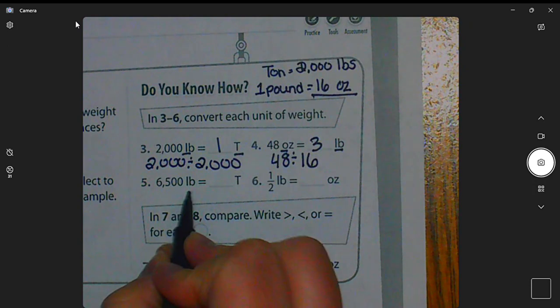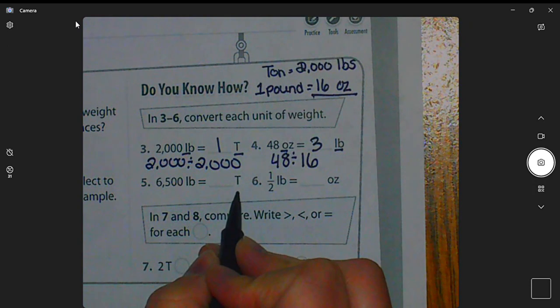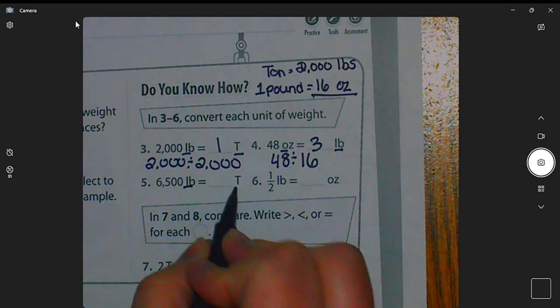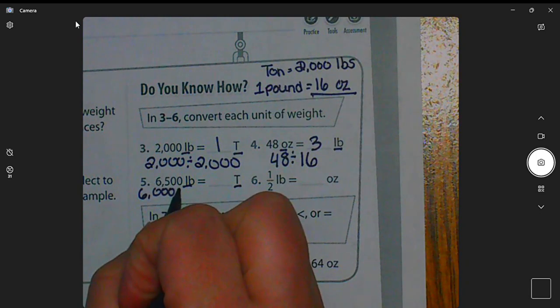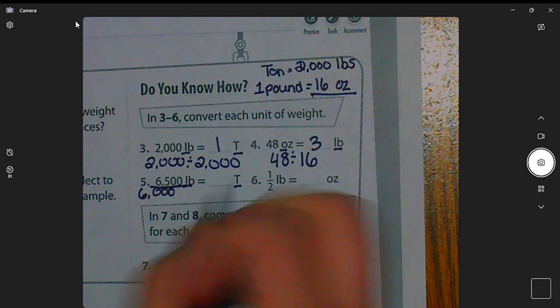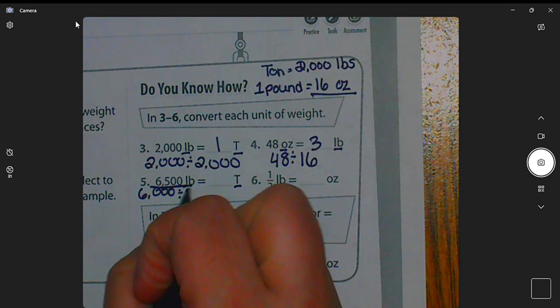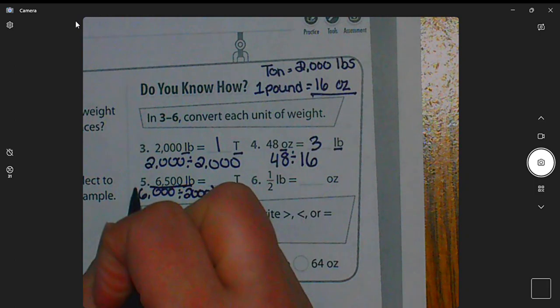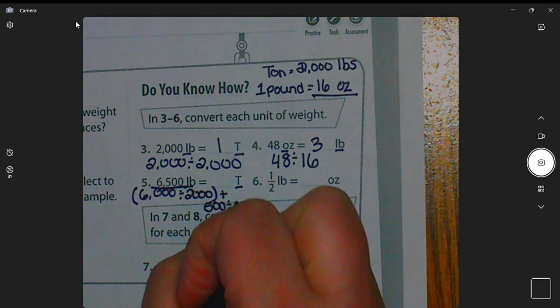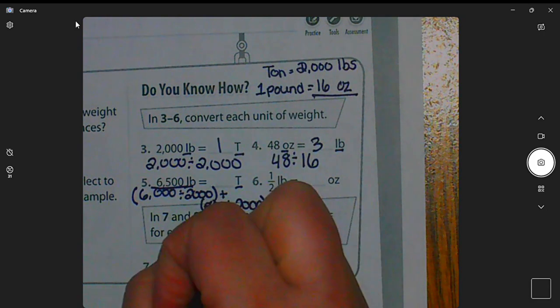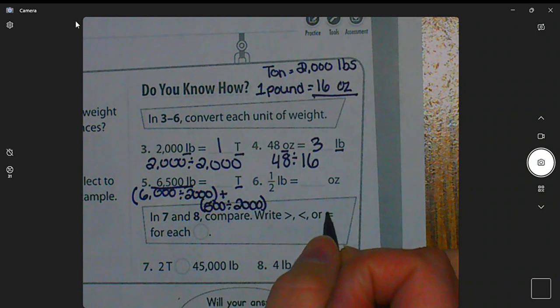6,500 pounds equals blank tons. Am I going from little to big or big to little? Yes, little to big. So again, I'm going to divide 6,000, but I'm going to break 6,500 up. So I'm going to say 6,000 divided by 2,000 plus 500 divided by 2,000. Because I know a trick when I can divide my hundreds and thousands. And we'll talk about that here in a minute.